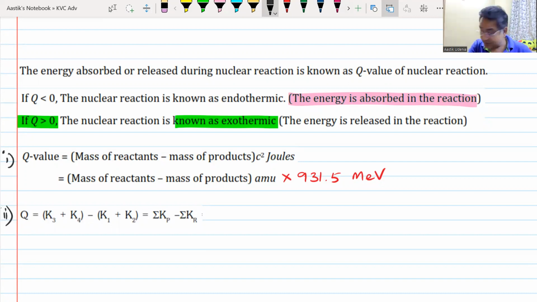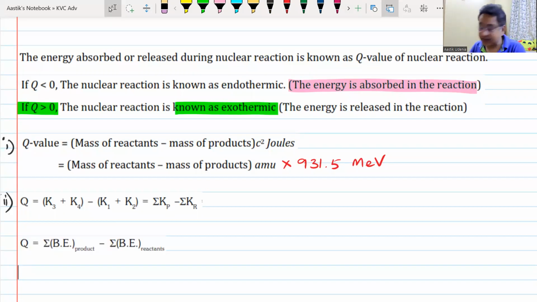The third way in which you can write the same thing is this one. You can write the Q value in terms of the binding energies. In terms of the binding energies, it's summation of the binding energy of the products minus the summation of the binding energy of the reactants. I'll give you 2 minutes to note this down.